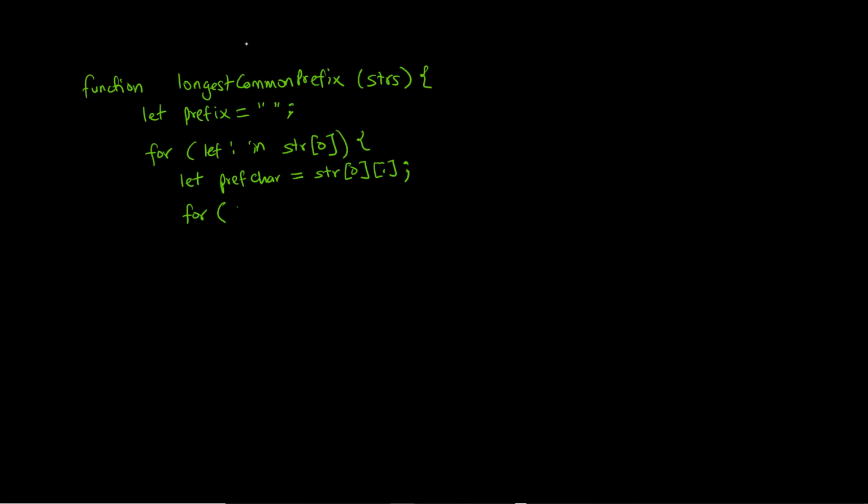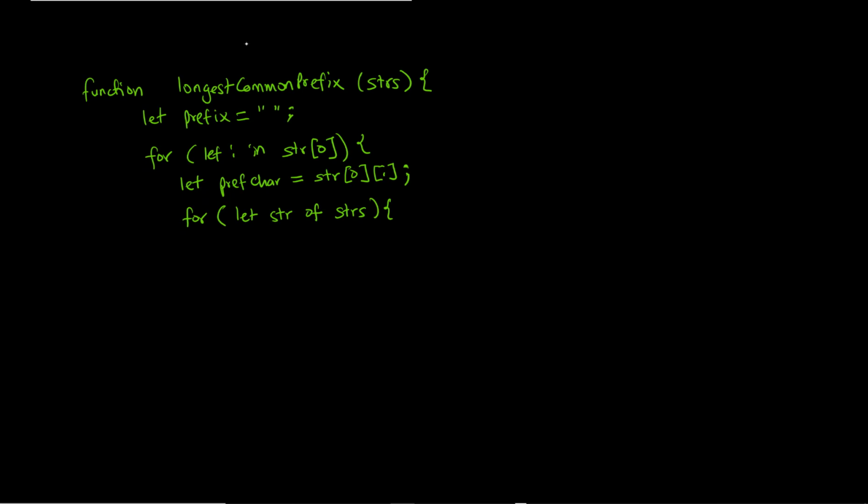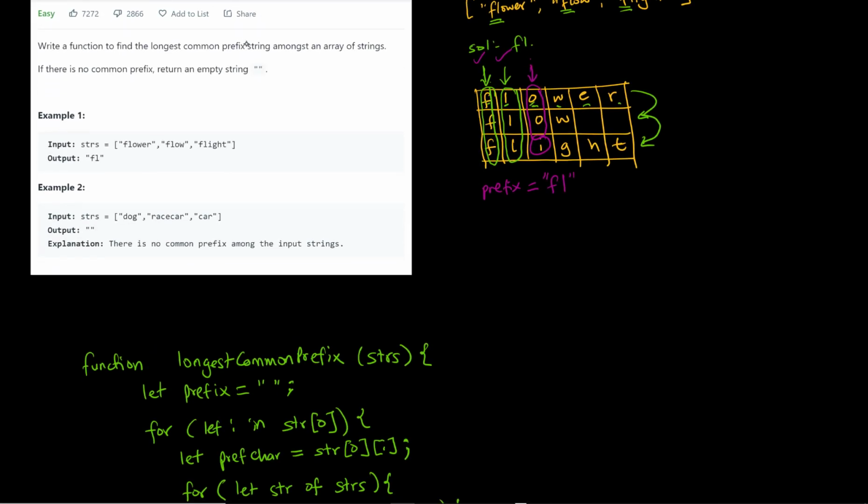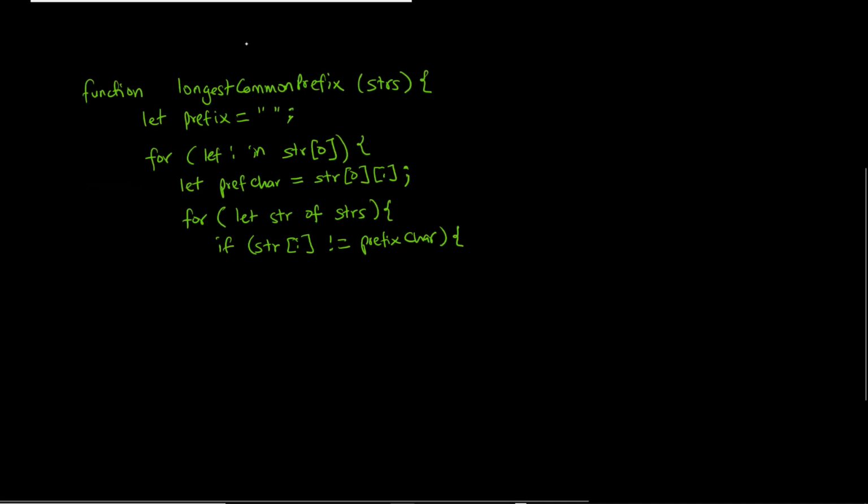So for let string of strs, all the strings that we had as our input, we just check if string[i] is not equal to this prefChar. This is the holy grail of everything here. If it's not equal, so this is what we have, our prefChar here will be O, and if it's not equal, as you can see here with I, we immediately break.